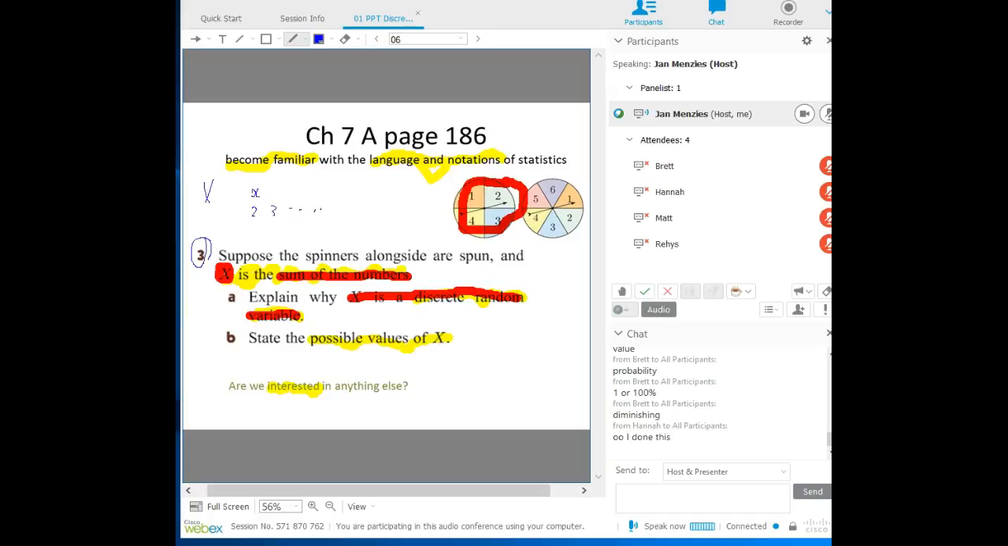So now, can anyone explain why the variable x is a discrete random variable? Thank you, Hannah. All right, does anyone want to, you said it's going to be a whole number every time, so I'll just abbreviate that, whole number. Does anyone want to discuss that reason for it being a discrete random variable?